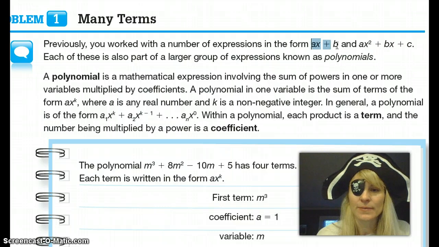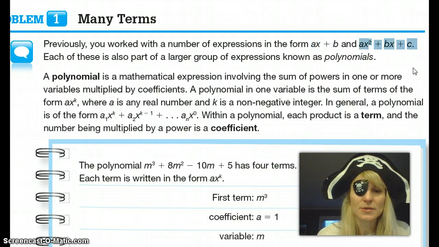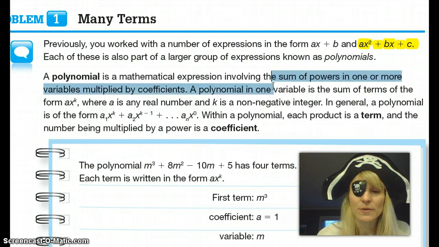If you look right here, it says ax plus b is a polynomial. Hopefully you recognize that as a linear function. And then ax squared plus bx plus c is also considered a polynomial. It's a group of expressions. So a polynomial is a mathematical expression involving sums of powers in one or more variables multiplied by coefficients. That's pretty important.